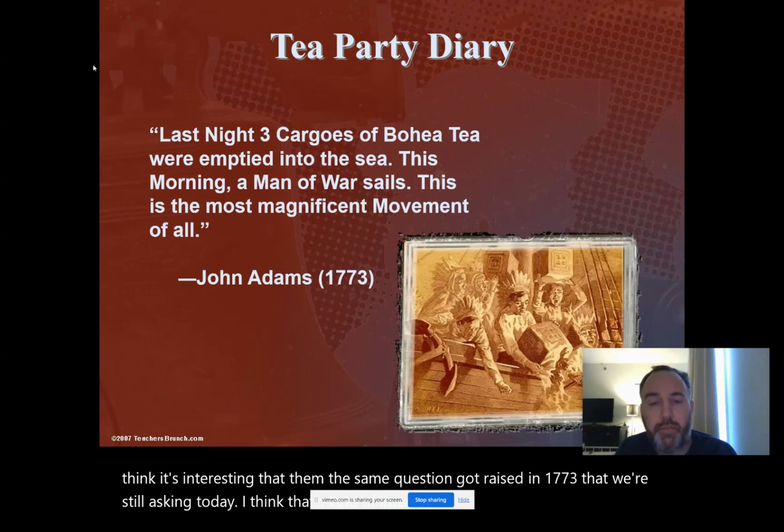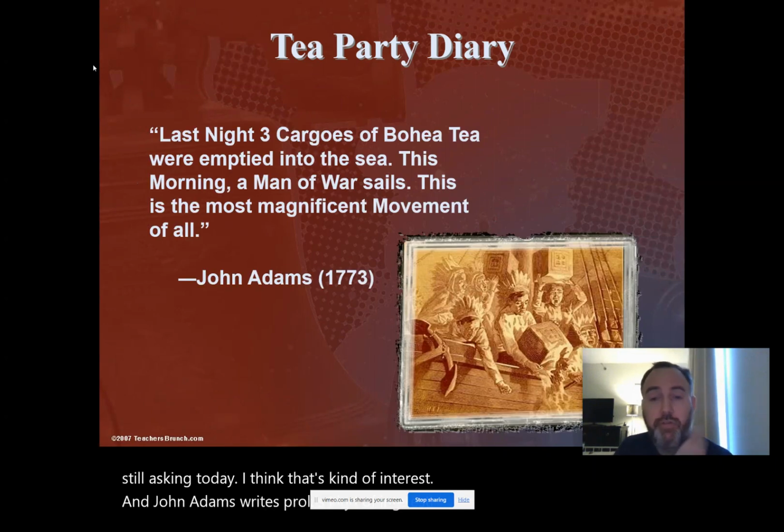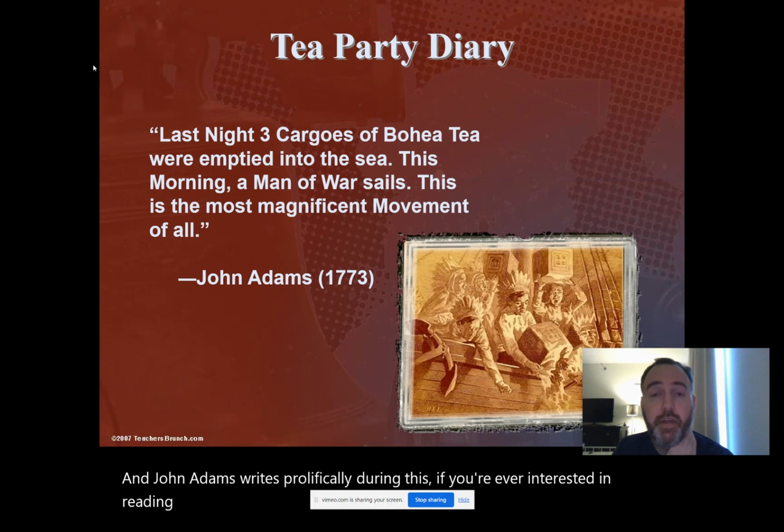And John Adams writes prolifically during this. If you're ever interested in reading primary sources about the Tea Party, John Adams writes a lot about what happened during the American Revolution era.